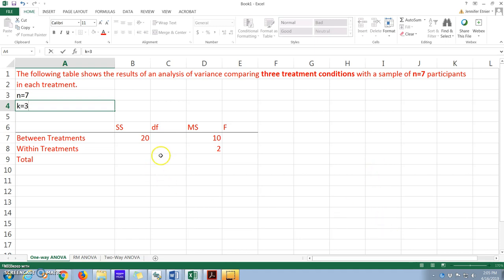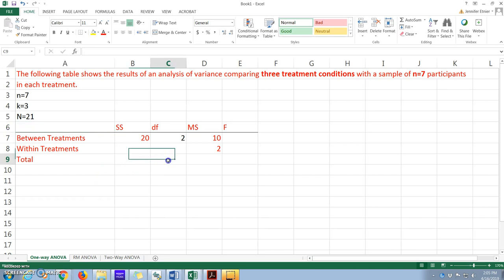And so what that tells you is that your degrees of freedom between treatments, which is k minus 1, must then equal 2. The other thing that you know is if there are 7 in each condition and 3 conditions, then your big N must be 21, right? 3 times 7 is 21. So your degrees of freedom total is going to be big N minus 1, so 20. Once you know that, you can fill in the degrees of freedom within because the degrees of freedom between treatments and within treatments have to add up to equal the degrees of freedom total. So this value must be 18.